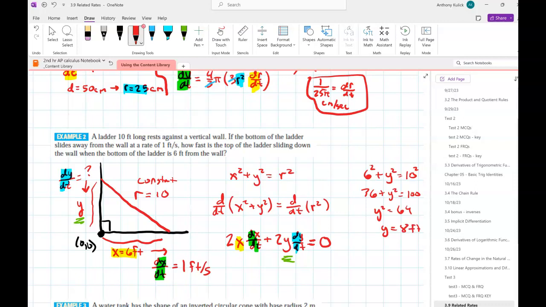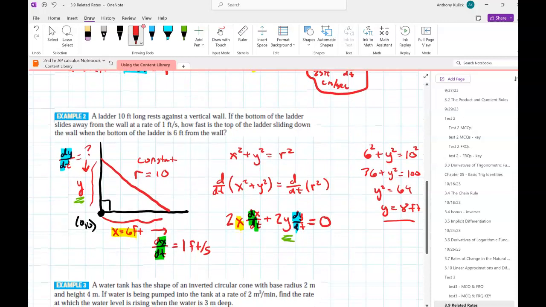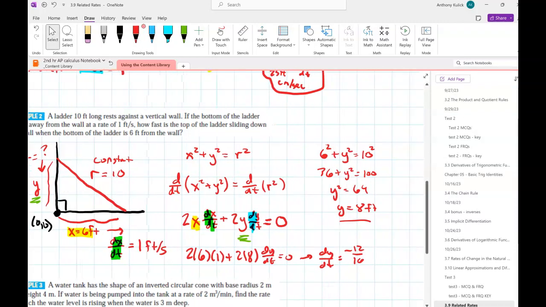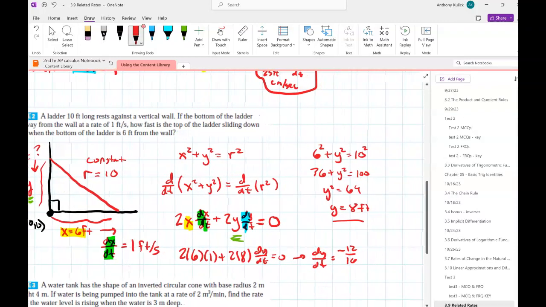And now we have everything we need, right? So let's plug in. 2 times 6 times 1 plus 2 times 8 times dy/dt equals 0. So dy/dt is going to equal negative 12 over 16, which is great because we expected it to be negative, right? Or negative 3/4 foot per second.